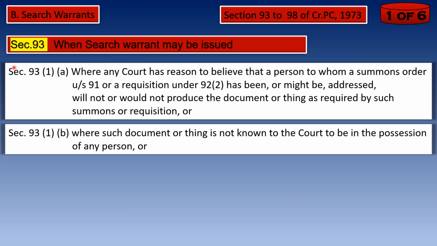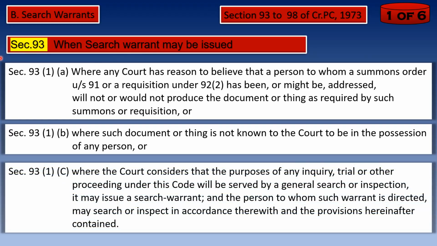Next is clause C of subsection 1 of section 93. It says, where the court considers that the purposes of any inquiry, trial or other proceedings under this code will be served by a general search or inspection, it may issue a search warrant, and the person to whom such warrant is directed may search or inspect in accordance therewith and the provisions thereafter contained.